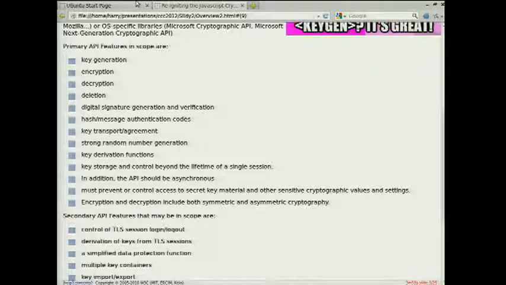Generation, encryption, decryption, key deletion, signature generation and verification, hash message authentication codes, key transport and agreement, strong pseudo-random number generation, key derivation functions. This one we haven't quite got there yet. Key storage and control beyond the lifetime of a single session. Again, controversial. Asynchronous, very important due to issues with JavaScript. And of course, we don't want secret key material to magically escape everywhere, so keep it locked down. And cover both symmetric and asymmetric crypto.